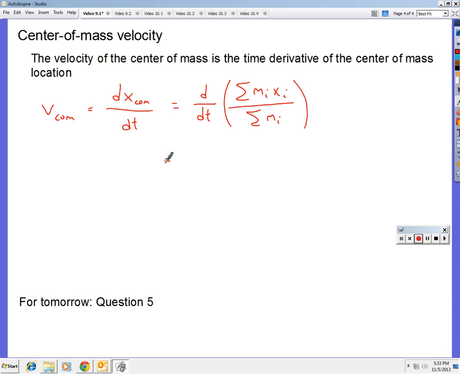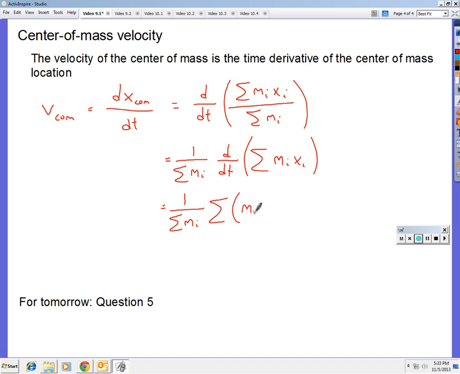Now, the sum of the masses in almost all systems is not in fact changing. So we can take it outside of the derivative. Now the other thing is, this summation is in fact a sum. So the sum of the derivatives is the same as the derivative of the sums. And the masses aren't changing. And the derivative of x_i with respect to dt is just the velocity.